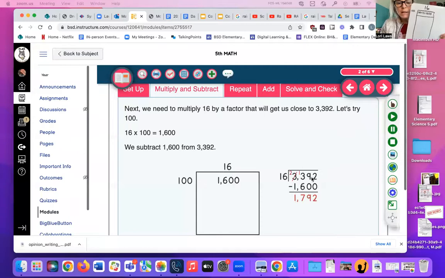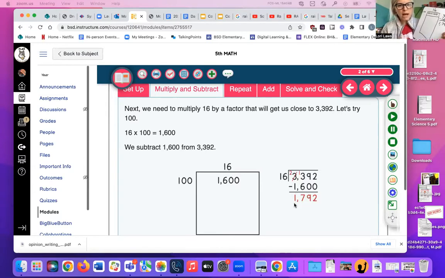Then I'm going to look at my original number, 3392. So I want to write that down, 3392, and I'm going to subtract the 1600 from that. So everybody should be over here on the right-hand side doing some subtraction. So 2 minus 0 is 2, 9 minus 0 is 9, 3 minus 6 I can't do, so I have to cross out the 3 and borrow those 10 and bring them over here and make this 13. 13 minus 6 I can do, that leaves 7, and 2 minus 1 is 1. Now I have 1,792 left.